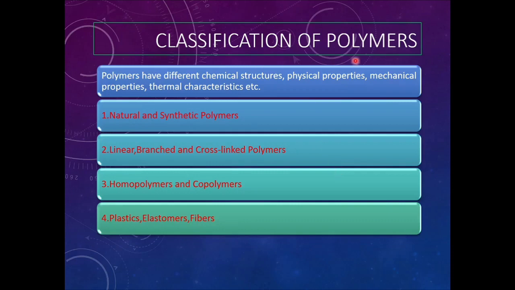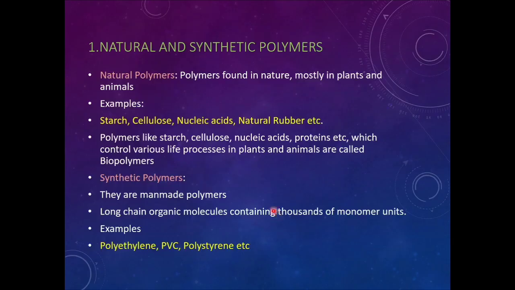We'll see the classification of polymers. Polymers will have different chemical structures, physical properties, mechanical properties, thermal characteristics, etc. So they can be divided into four. The first one is natural and synthetic polymers. Second one, linear, branched and cross-linked polymers. Third one, homopolymers and copolymers. And fourth one, plastics, elastomers and fibers.